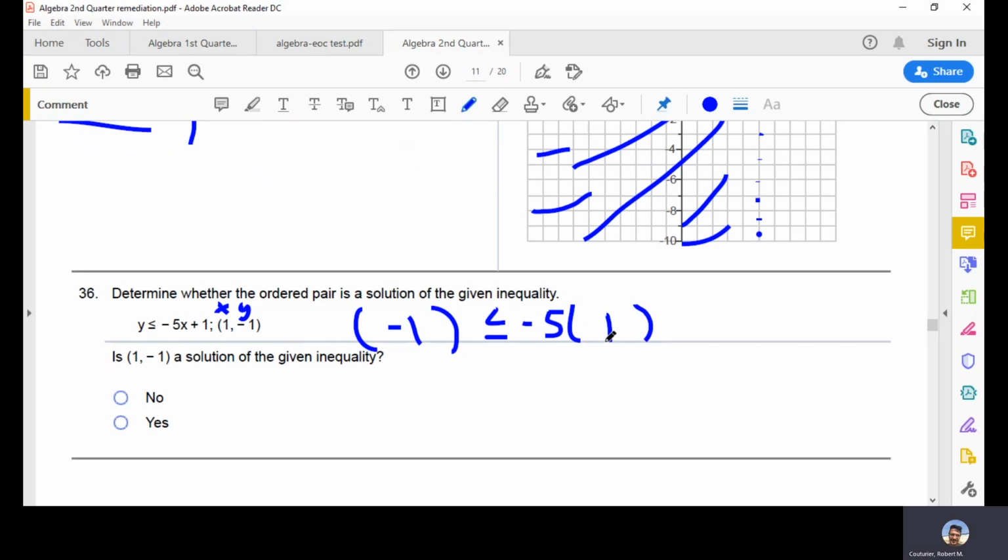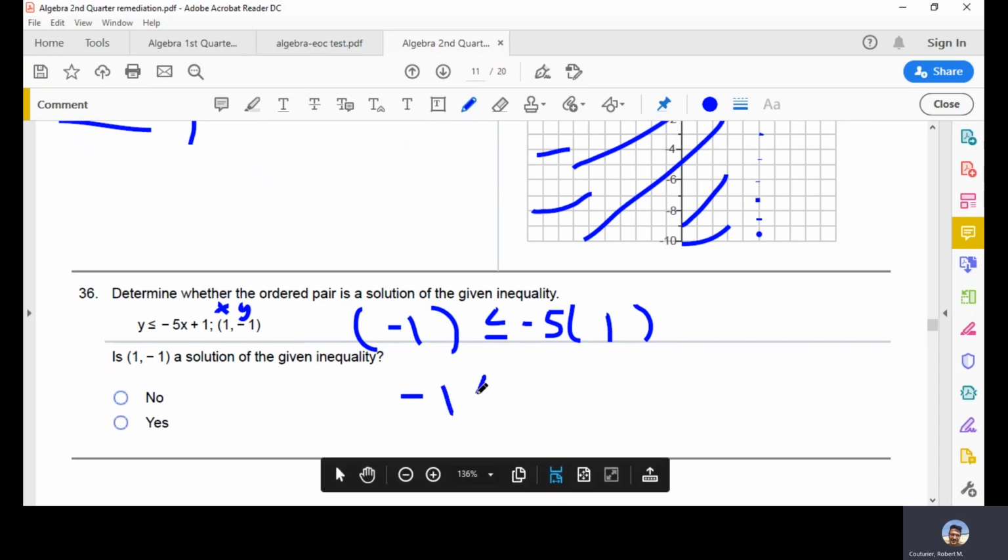Now we evaluate and simplify because our goal is to get rid of these parentheses. So negative 1 is less than or equal to, we distribute, negative 5. So is negative 1 less than or equal to negative 5? That seems weird. Let's take a look.